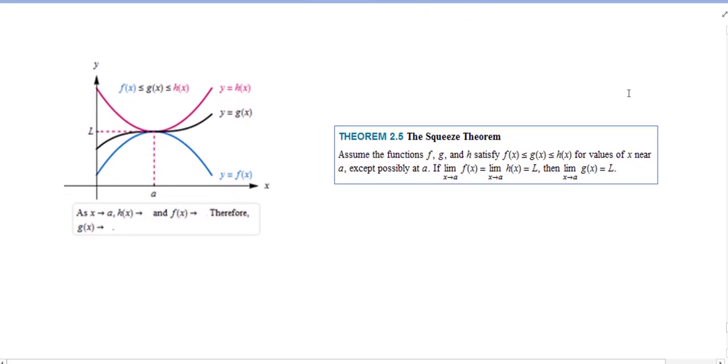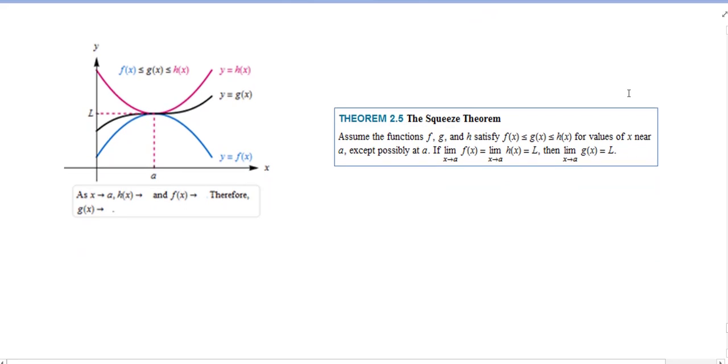What the squeeze theorem tells us is that if you have three functions, f, g, and h, and they satisfy this inequality, that f of x is less than g of x, which is less than h of x, for values of x near a, except possibly at a. So this is one of those instances, for example, where a value is excluded from the domain. But if the limit as x goes to a of f of x is equal to the limit as x goes to a of h of x, the outside functions, and it exists, equal to some value L, then the limit as x goes to a of that middle function has to also be L.